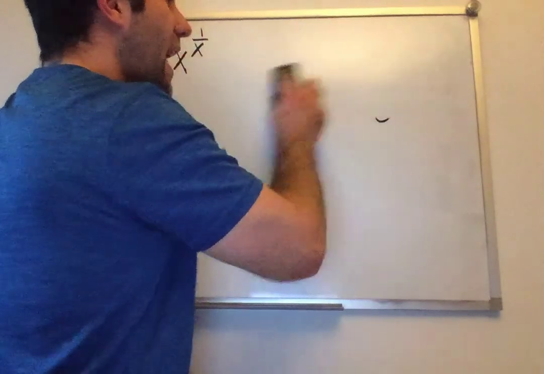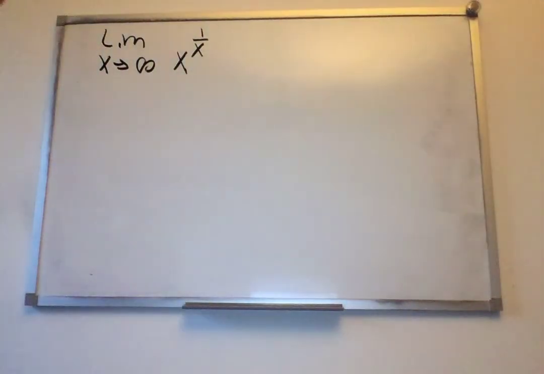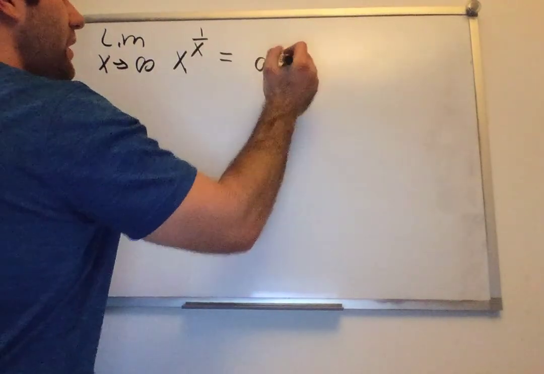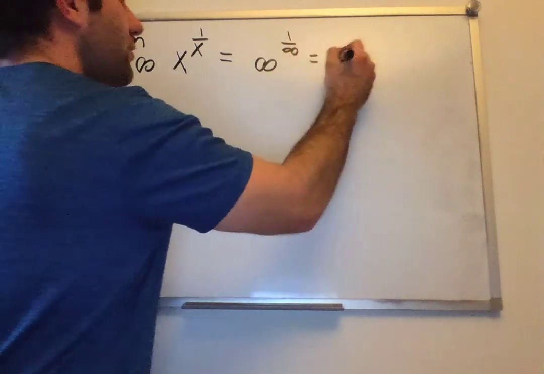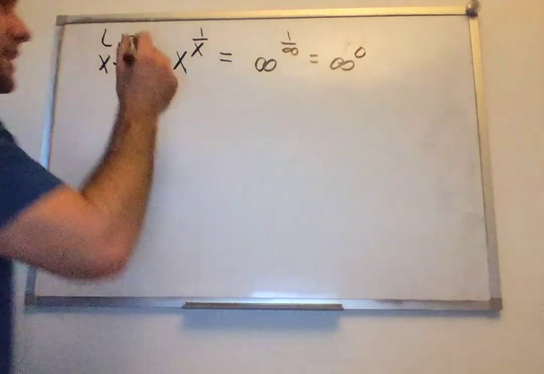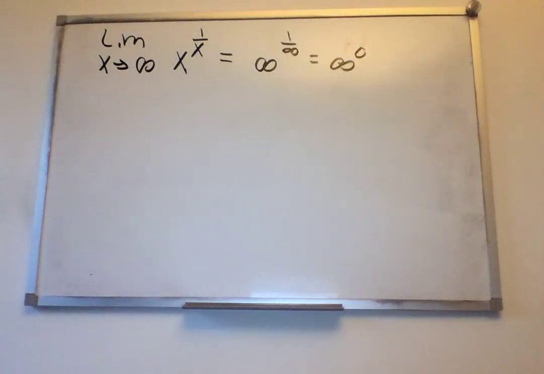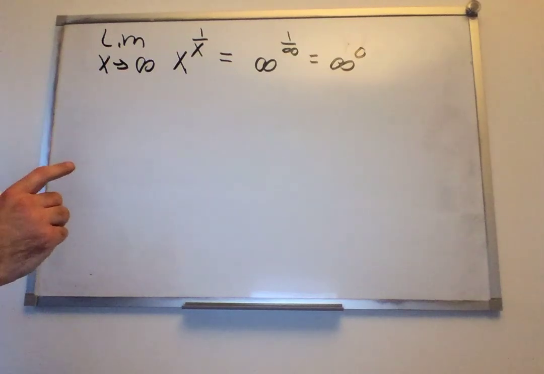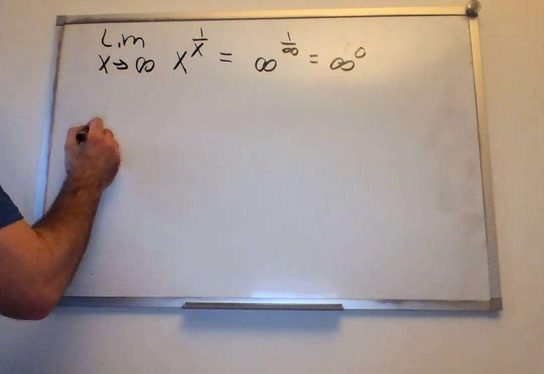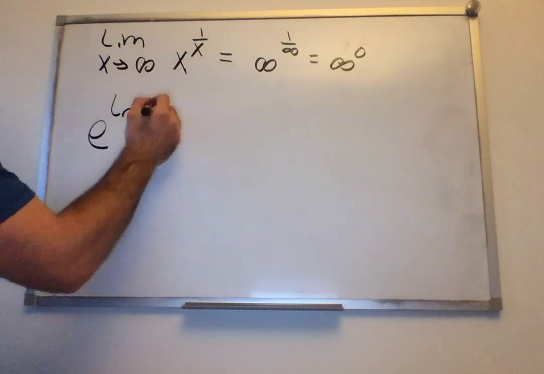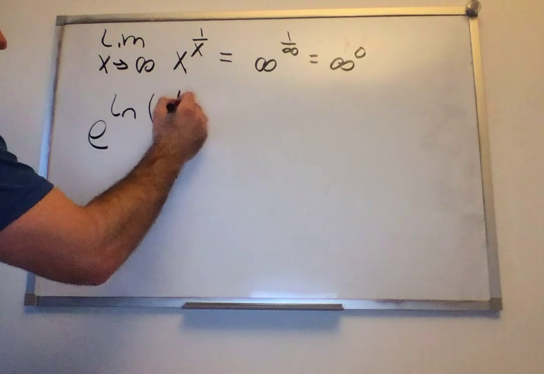So when you end up with something like this, what you want to do is algebraically rewrite it so you get infinity over infinity or 0 over 0. Infinity to the 1 over infinity is equal to infinity to the 0 power, so this is an indeterminate form. Now, how do we handle these? You're going to rewrite these as e to the ln of whatever this function is, so x to the 1 over x.